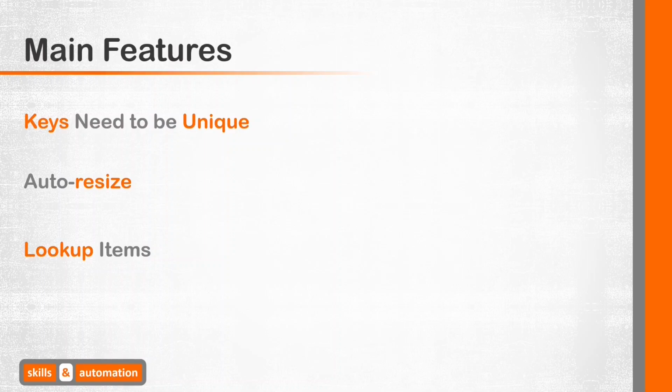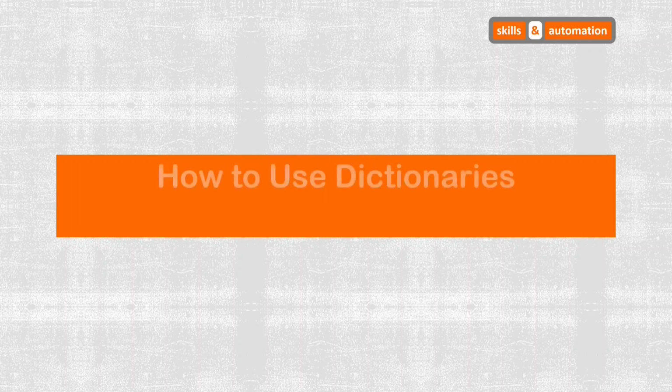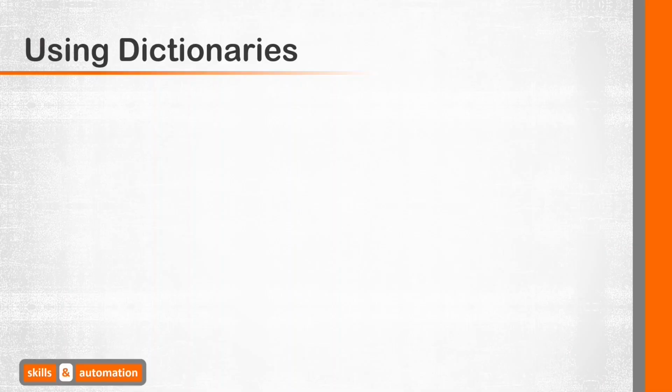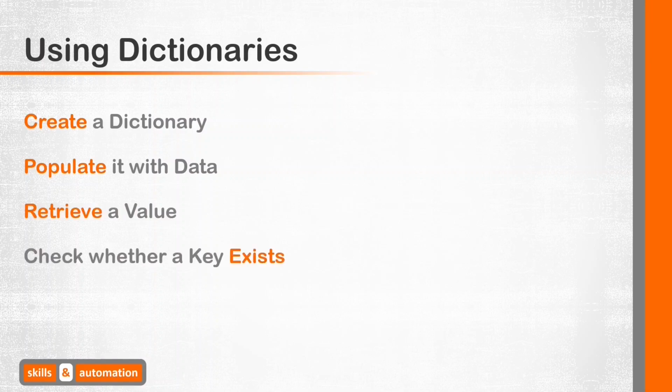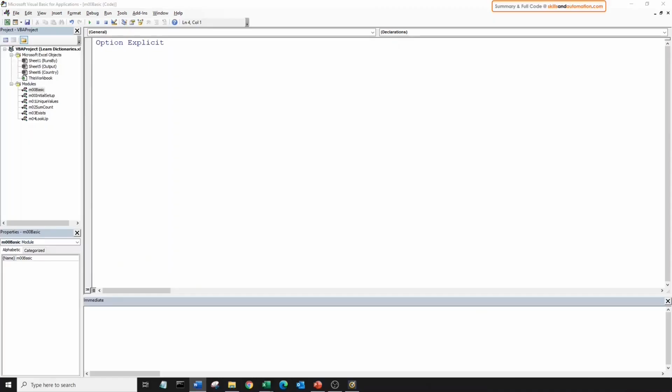Next, let's look at how to use a dictionary. As mentioned earlier, we're just going to focus on the parts that we need to get the job done. With that in mind, in this section, we will learn how to create a dictionary, populate it with data, retrieve a value, check whether a key exists, and finally write back the contents of a dictionary onto the worksheet. Let's come to our VB editor, create a sub.